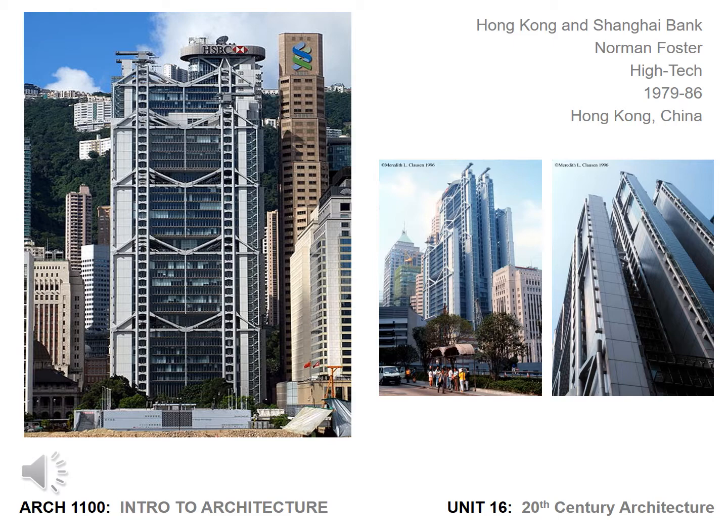Again, this building is another prime example of high-tech architecture. Architecture where the mechanical systems, the structural systems, and the circulation systems are the primary aesthetic or formal feature.